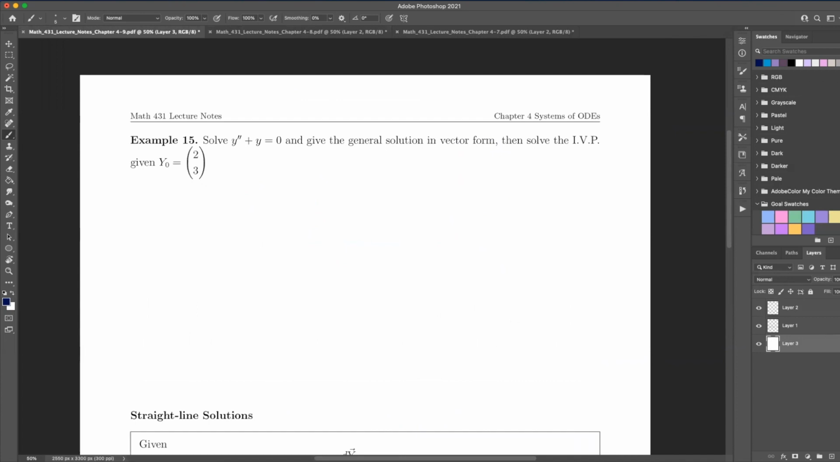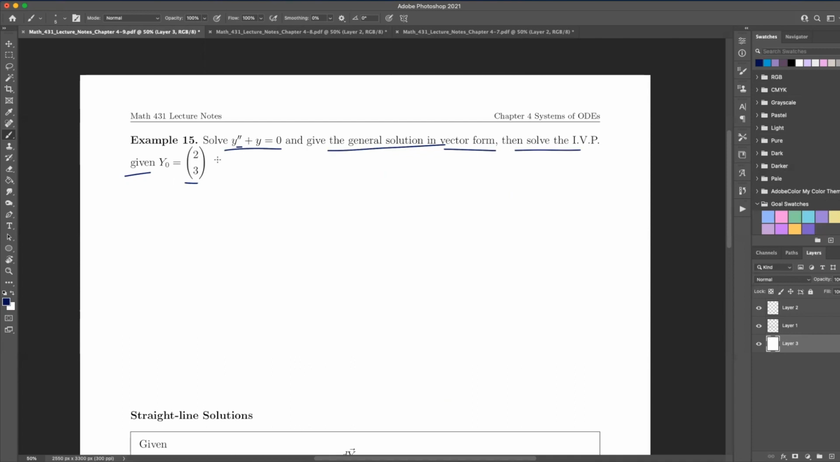So let's solve something. All right, so let's start solving things. So given this, we're going to solve in general. We want to solve this and give the general solution in vector form. Then solve the IVP when we have 2 and 3.